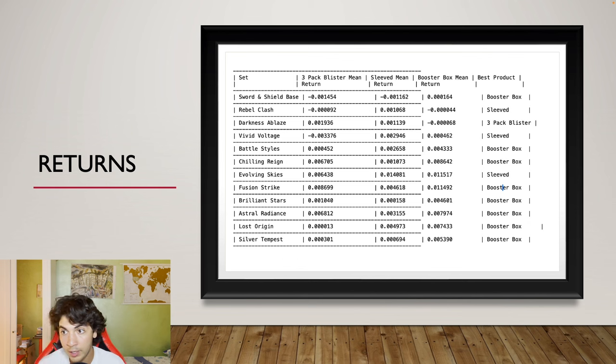So here, what can we draw? Some conclusions already. Well, what happened in the past again doesn't mean it's going to happen in the future. Stay away from anyone that claims that, especially using a weaker model than this one. The best have been booster boxes. So booster boxes have outperformed, using return as the only metric, the rest in most cases. And 3-pack blisters have outperformed the other two products only once. That's what happened. Now we'll go back to some more conclusions after the other two metrics.